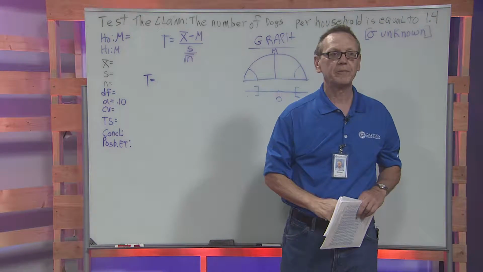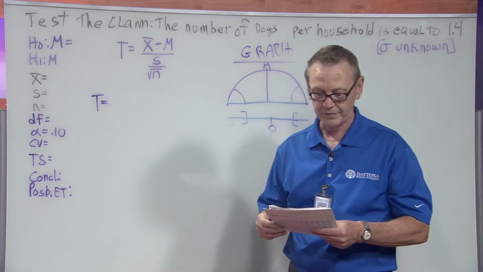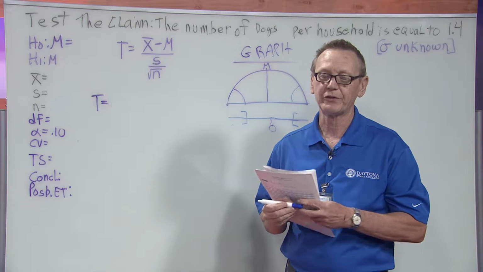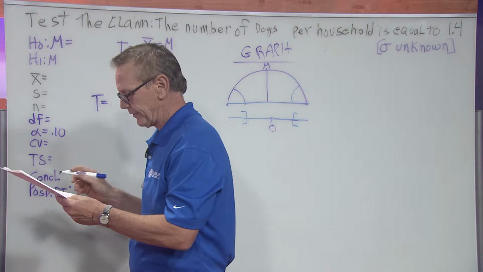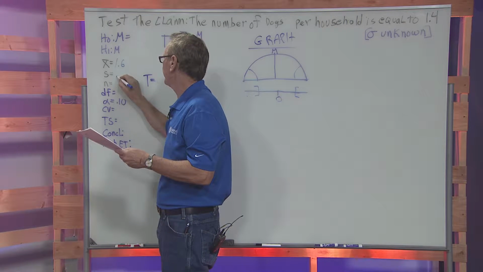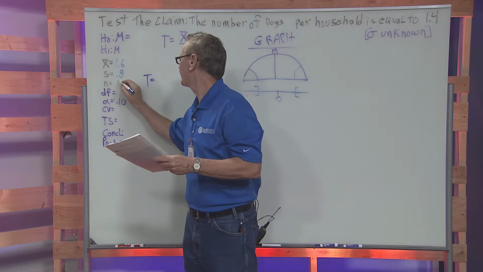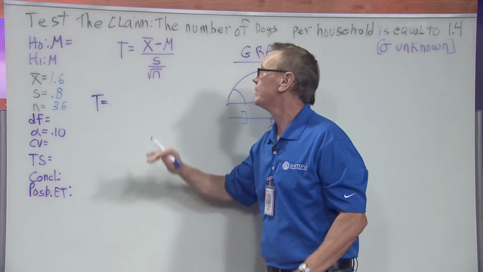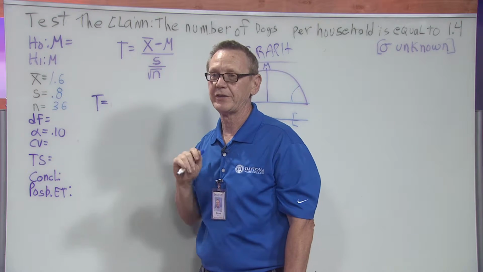To test this claim, data has to be gathered, and in this study, data was gathered from a number of households, and a sample mean and sample standard deviation were found. The sample mean in this case is 1.6 dogs per household with a standard deviation of 0.8 and 36 households sampled. Okay, in this problem, the population standard deviation is unknown and the sample standard deviation is known.